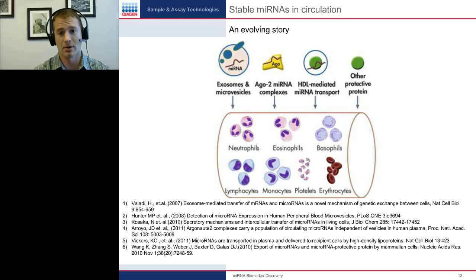And how are microRNAs stable in circulation? Over time, it's an evolving story. MicroRNAs can be protected in exosomes and other microvesicles, complexed with AGO2, protected by HDL, or complexed with another quote-unquote protective protein. In addition, I've included some references here at the bottom for your further reading.